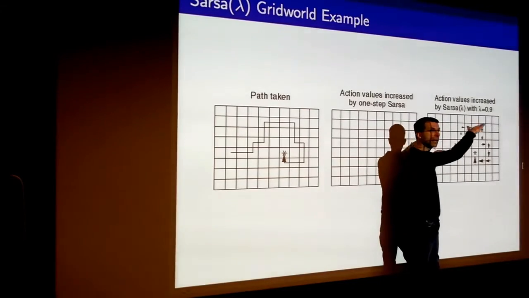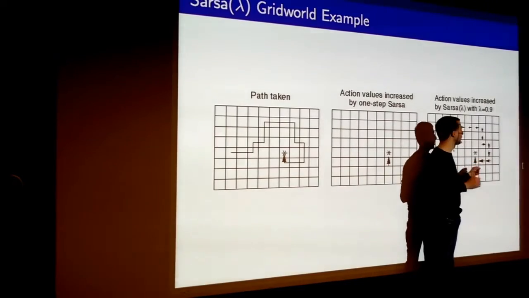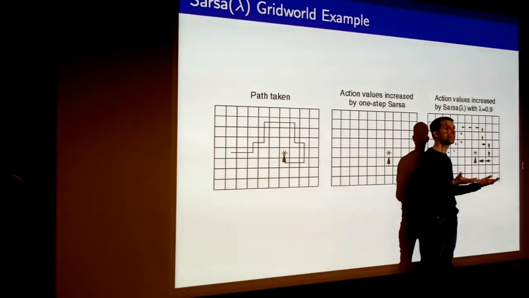The first ones would have decayed quite a bit, down towards 0. The ones more recent would have decayed less. And now when you actually see this reward of 1 at the end, you would increase all of those state action pairs in proportion to your eligibility trace.